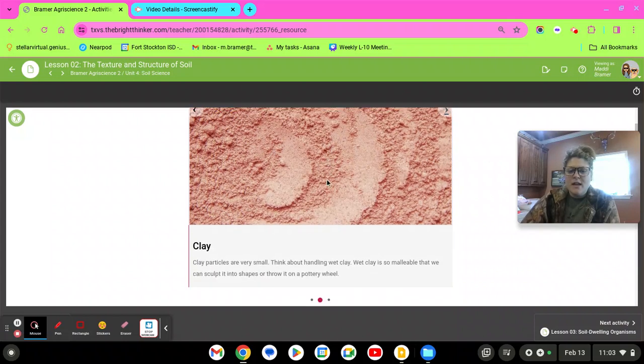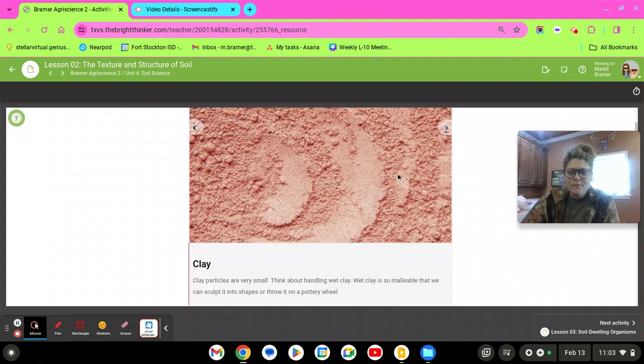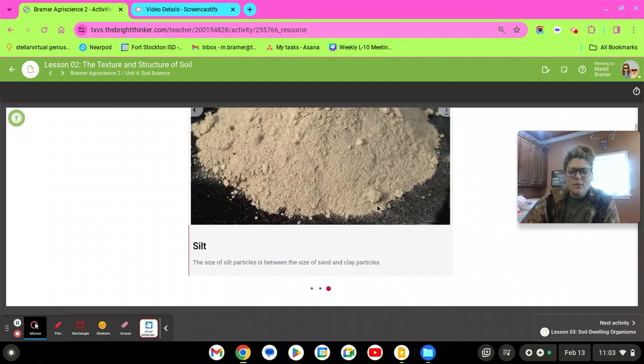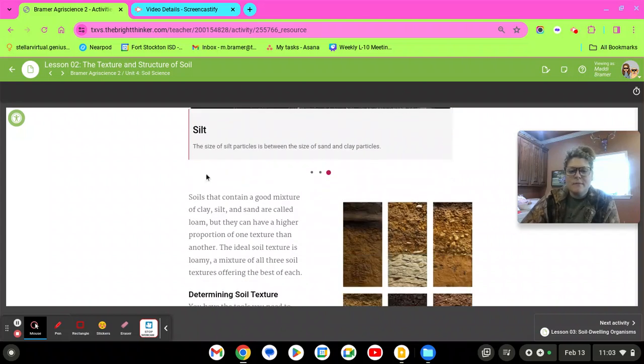Then you've got clay. Clays can be very compact. So opposite of sand, they're very small particles. Wet clay is malleable, which means you can form it like Play-Doh, move it around. And silt. Silt particles are kind of the in-between of sand and clay.